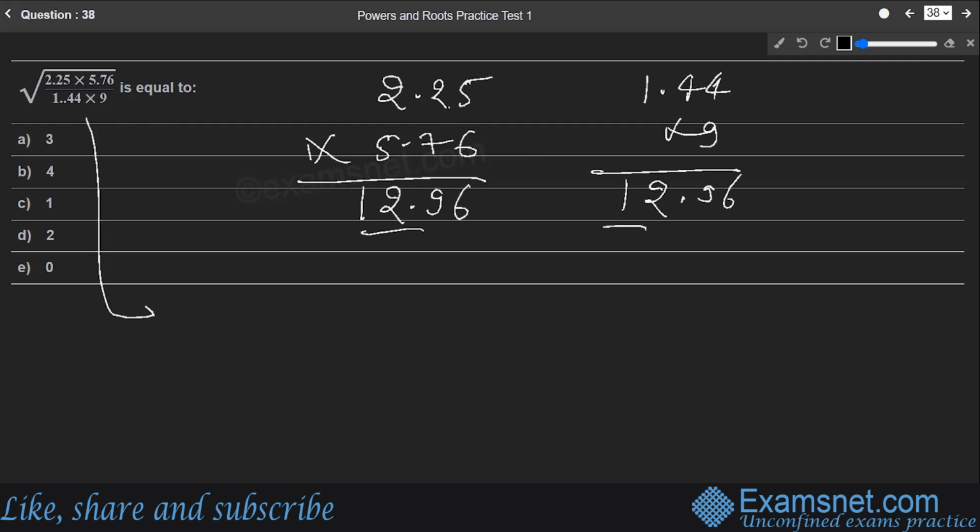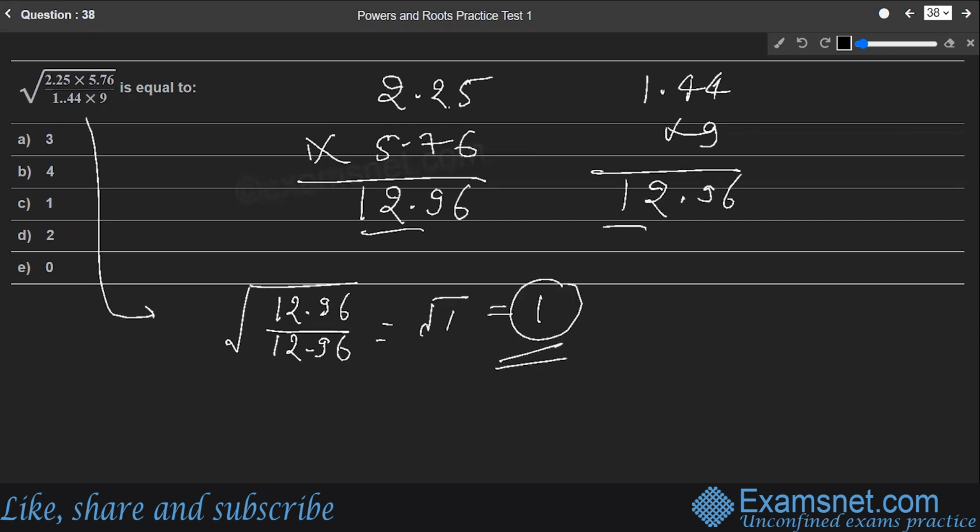So your expression becomes how much? Under root of 12.96 divided by 12.96, which is nothing but under root of 1, which is equal to 1. So that is going to be the right answer. There is another way of doing it also, that we find out the individual under roots, but that is going to be too lengthy. So we can go by this. So the answer becomes 1.